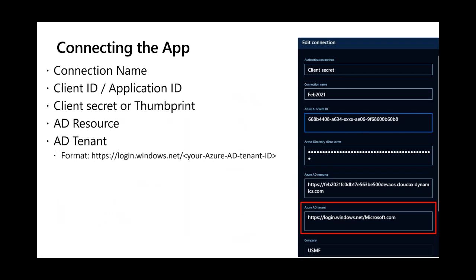Azure Active Directory tenant tells us where to send the authentication request to. It needs to be in this specific format with login.windows.net, followed by your specific tenant URI. This is typically the same as your domain name for the user. So for example, I have Microsoft.com for environments deployed under our tenant.